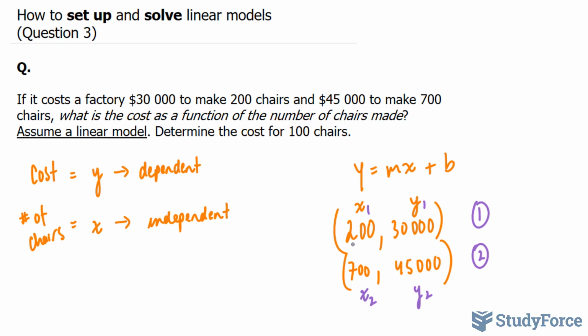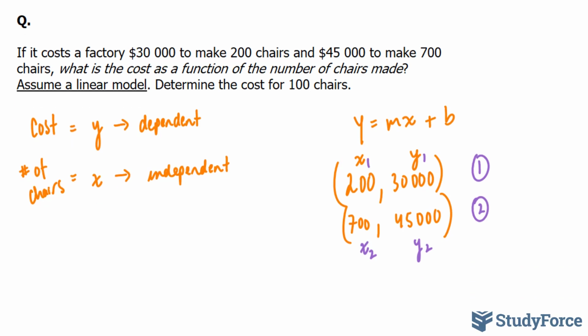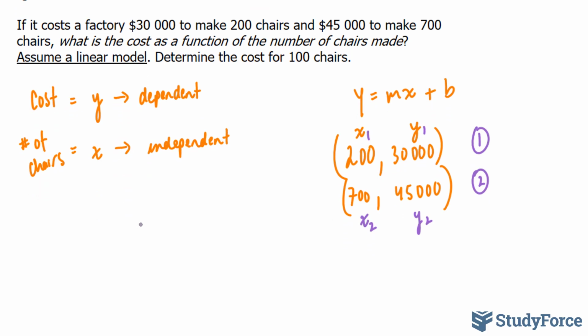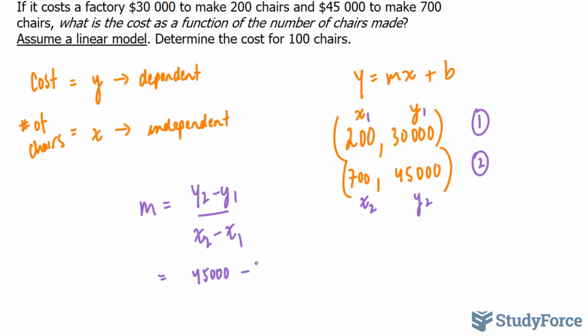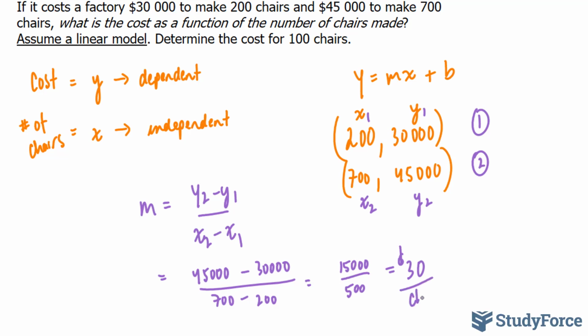Now the reason why I've labeled them x1, x2, y1, and y2 is because the formula for slope is the following. Slope represented by the letter m is y2 minus y1 over x2 minus x1. And our y values are 45,000 minus 30,000 over 700 minus 200. And if we subtract this, we get 15,000 over 500. 15,000 over 500 is equal to $30 per chair.